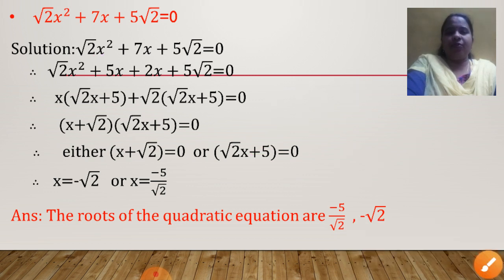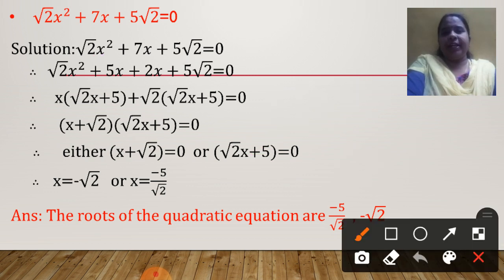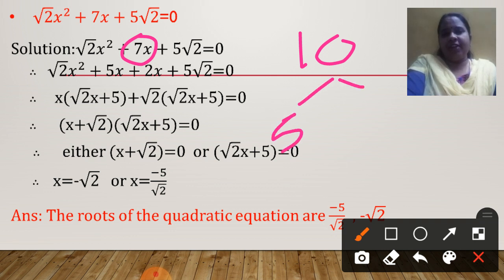Now 10 I have to factorize in such a way so that I get this middle term as 7. Please write along with me what I am writing. So 10. 10 is to be factorized so that I get this 7. So possible way is 5 and 2. Yes, plus 5 and plus 2. Plus 5 and plus 2 is plus 7.